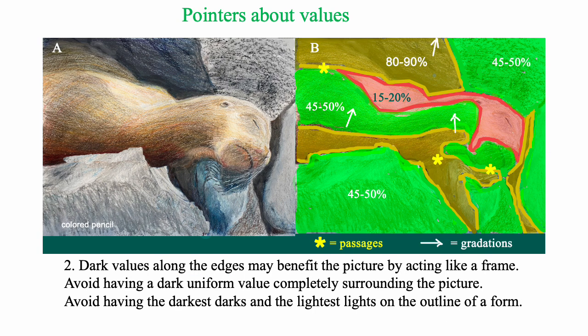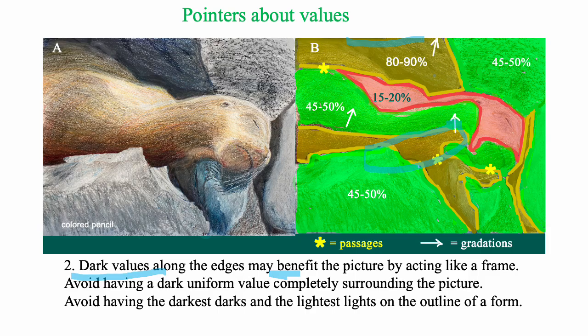In contrast to the light values, having dark values along the edges of the picture may actually benefit it because it acts like a frame. And my darkest darks are on the edges and also in the middle of the picture. But avoid having a dark uniform value completely surrounding the picture, even if it represents a window frame with the scene beyond. Provide a little variety in the darkness of the frame while still making it look like one structure.